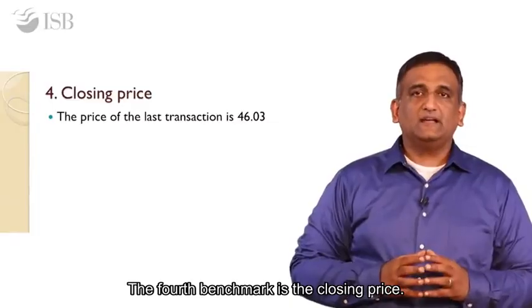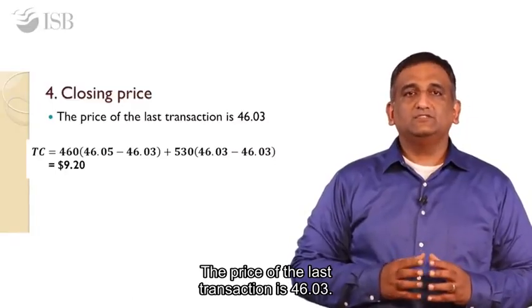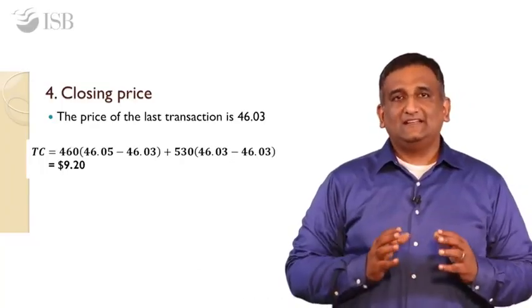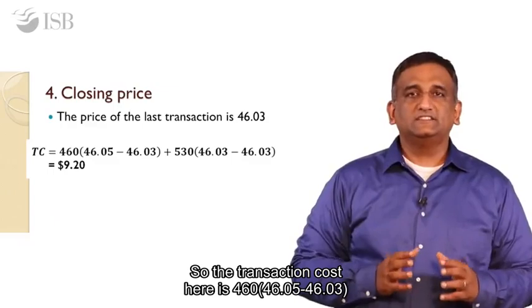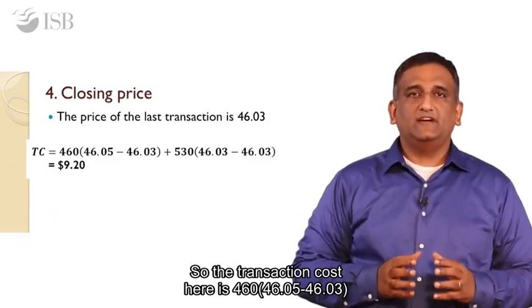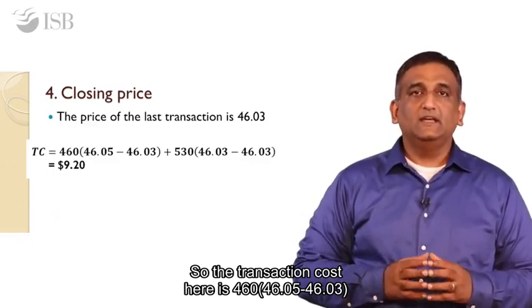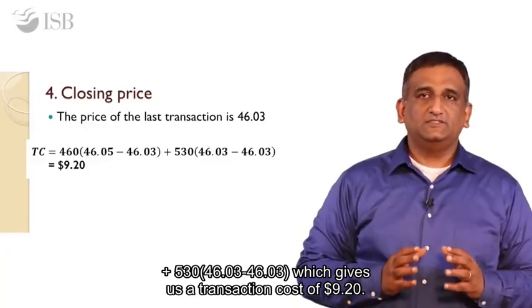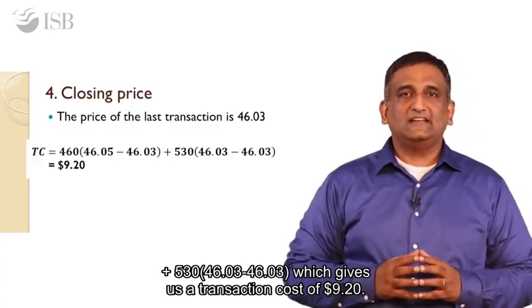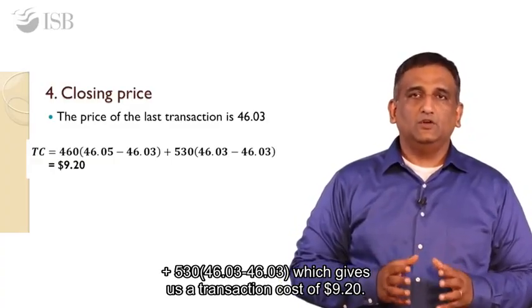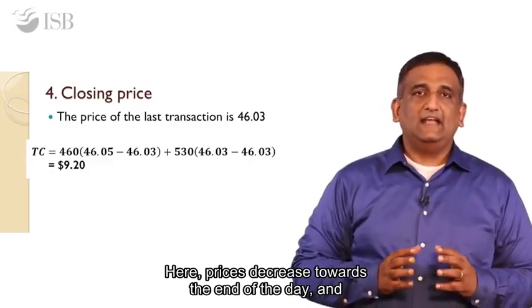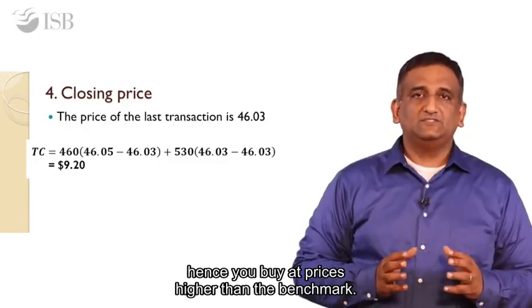The fourth benchmark is the closing price. The price of the last transaction is 46.03. So the transaction cost here is 460 times (46.05 minus 46.03) plus 530 times (46.03 minus 46.03), which gives us a transaction cost of $9.2. Here prices decrease towards the end of the day and hence you buy at prices higher than the benchmark.